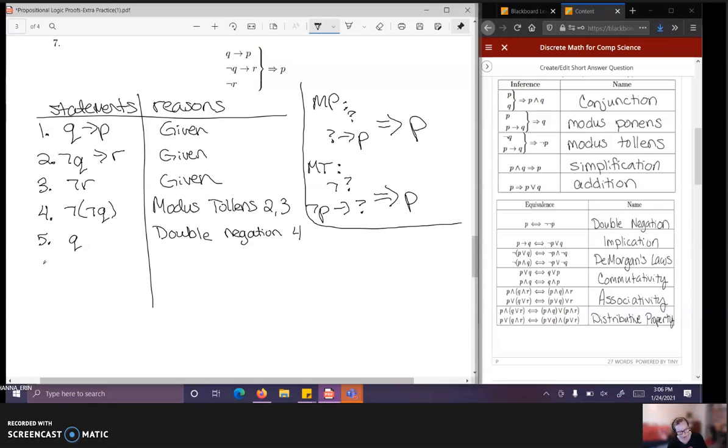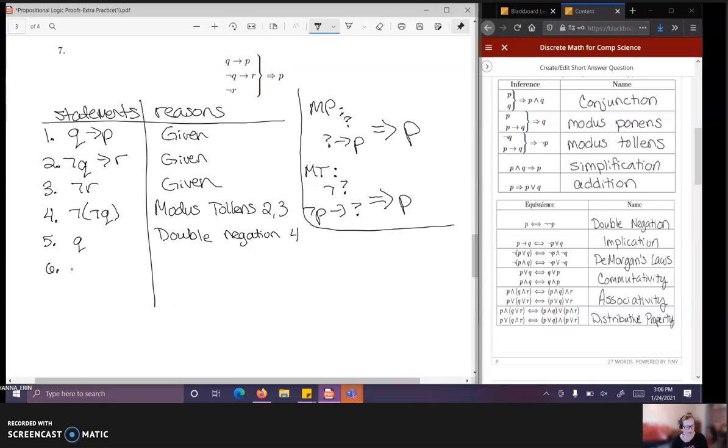So although I like to personally work backwards and try to think of ways that I can build up to the things I would need to kind of finish it out, you can also just take a look at what you have and see the rules that you can use on what you have already. But now we have the perfect setup for modus ponens. We have Q implies P and Q by itself, so we can conclude P by modus ponens on lines 1 and 5.